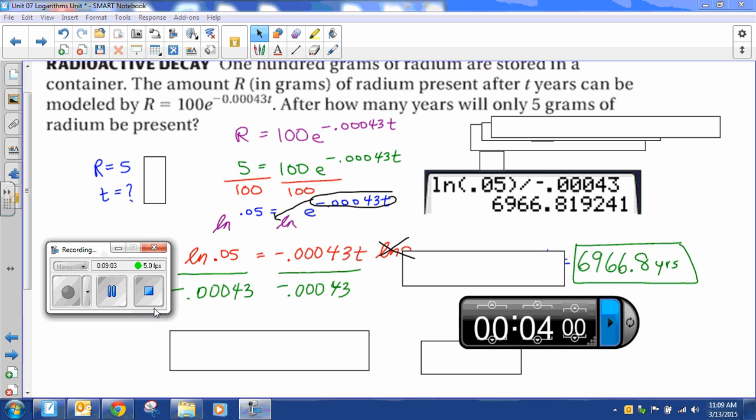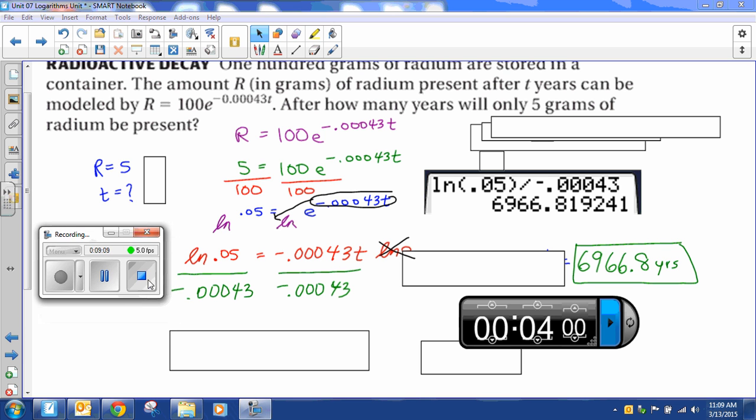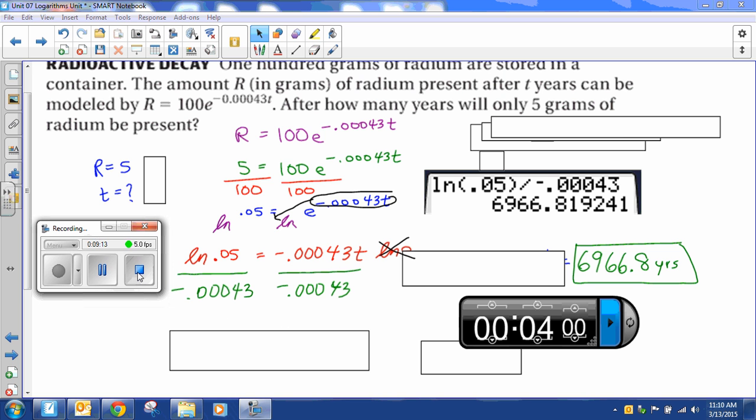Okay, ladies and gentlemen, there's your lesson on exponential growth and decay and using log and natural log to undo exponentiation. Best of luck to you.